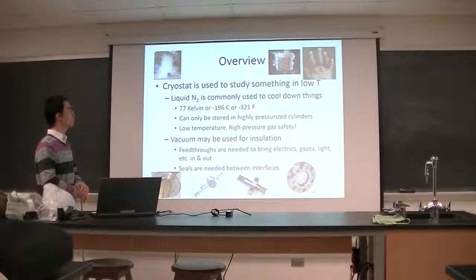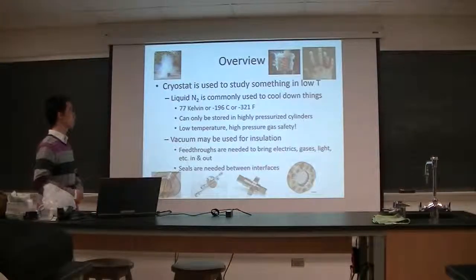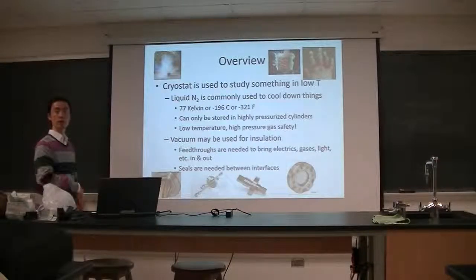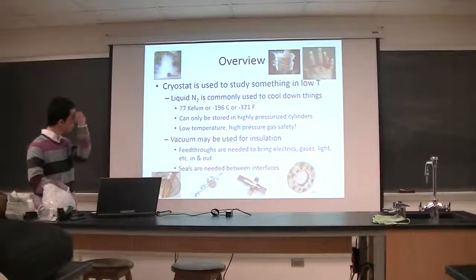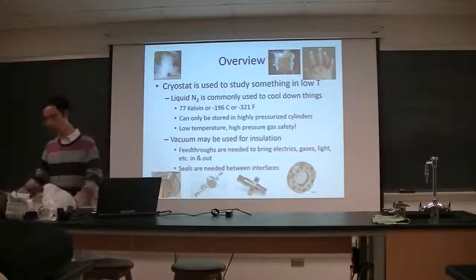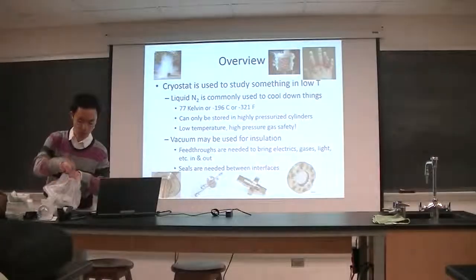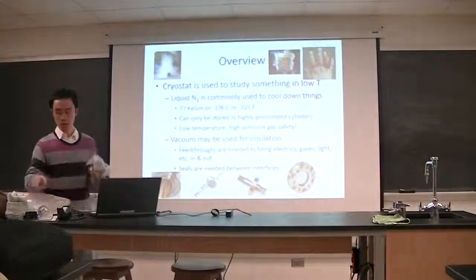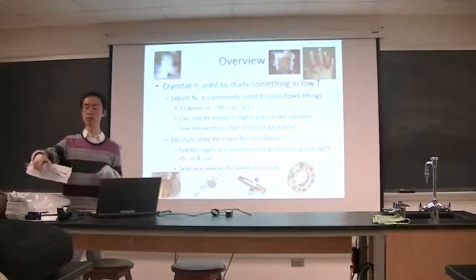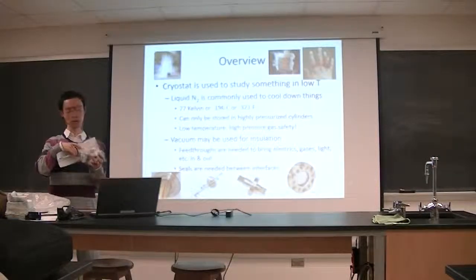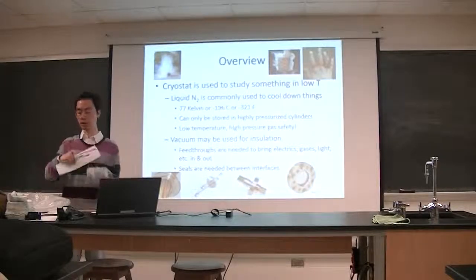And then you need feed-throughs to bring electricity, signals, gas, and light in and out of your vacuum chamber. And it seals between the interfaces. So here I have some examples. So this is a part of the vacuum chamber, and then this is a gas feed-through. So we need to connect these two, and then in between, this is called the interface in my definition, and then you need to seal this part.